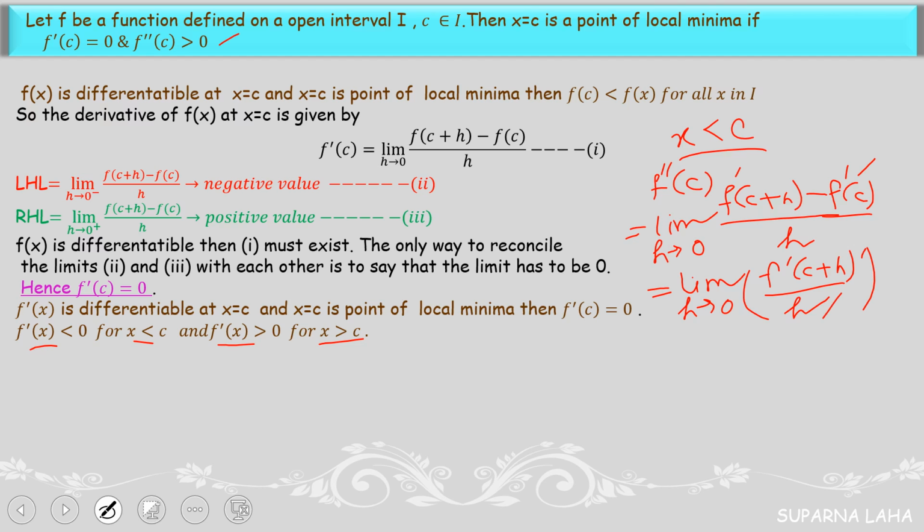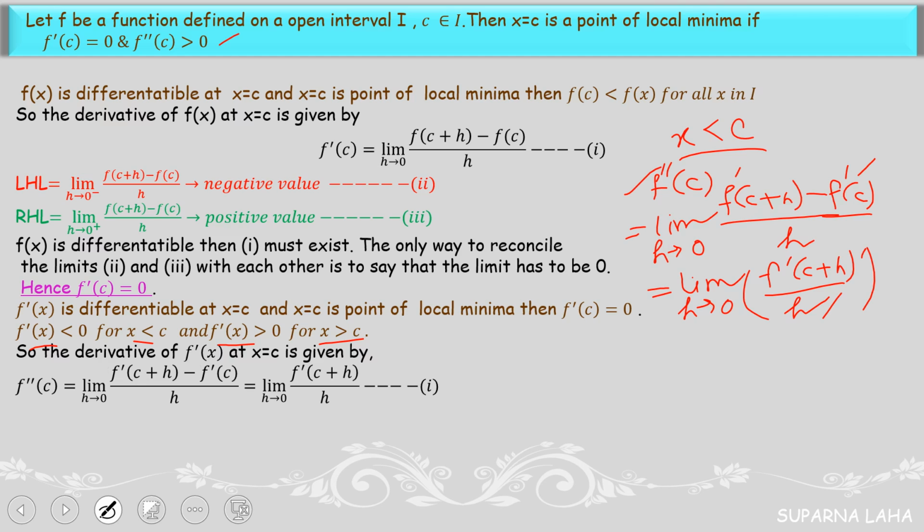Now f dash c plus h. So we need to find the left hand limit and right hand limit for the existence of this limit. So for the left hand limit, check, h tends to 0 minus, that means h is negative, so the denominator is negative, and before c, f dash is also negative, so the numerator is also negative. So negative by negative ultimately gives a positive value.